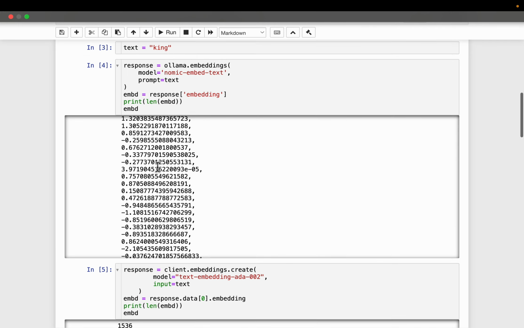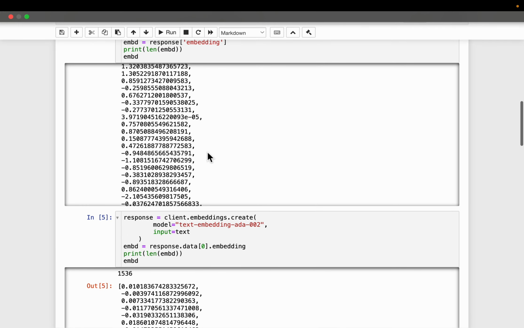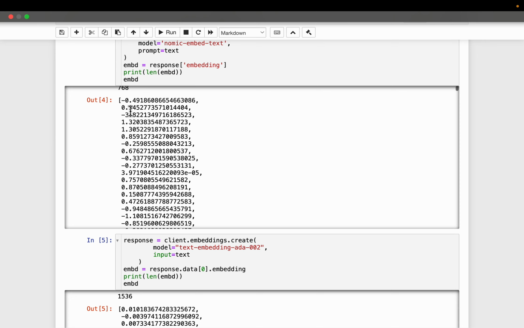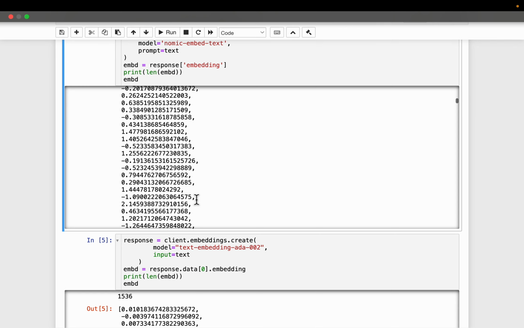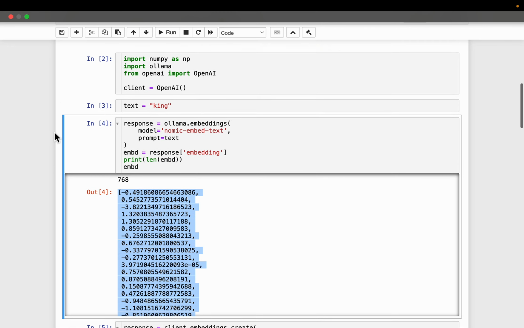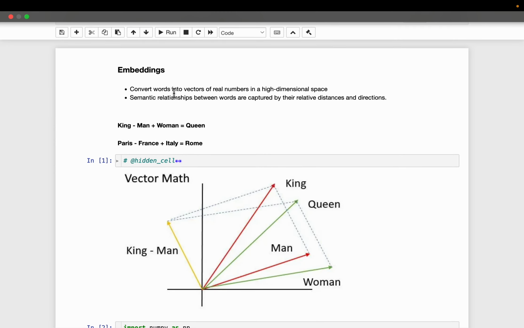For example, this is how it looks. We'll come to it in a second, but here we have a vector in a very high dimensional space and it has a size of 768. This is an example of an embedding. And the second aspect is that the semantic relationships between words are captured by the relative distance and the direction.